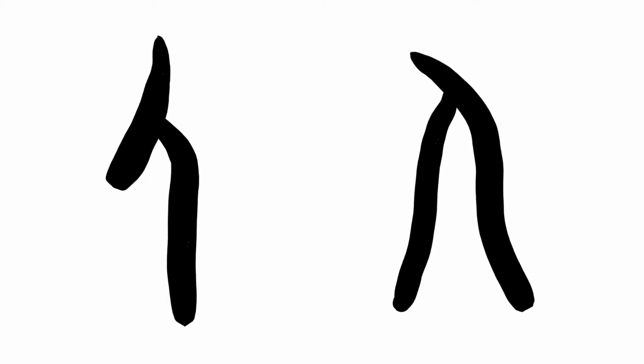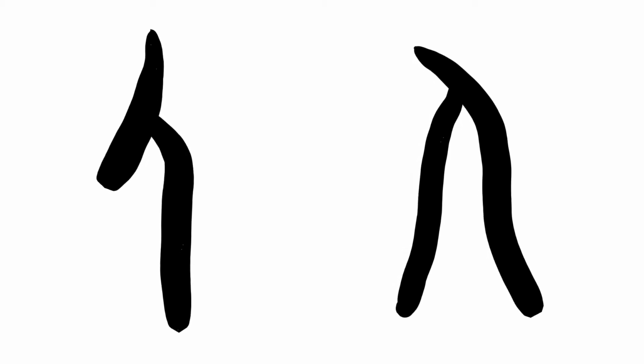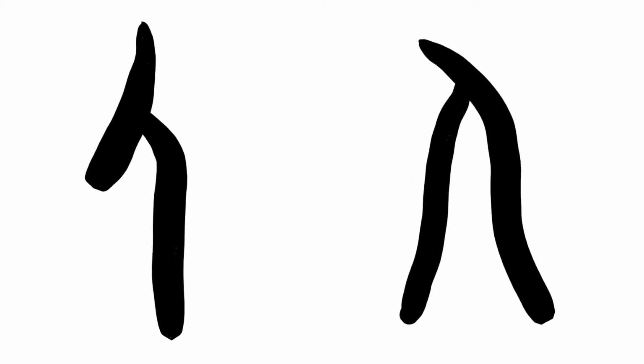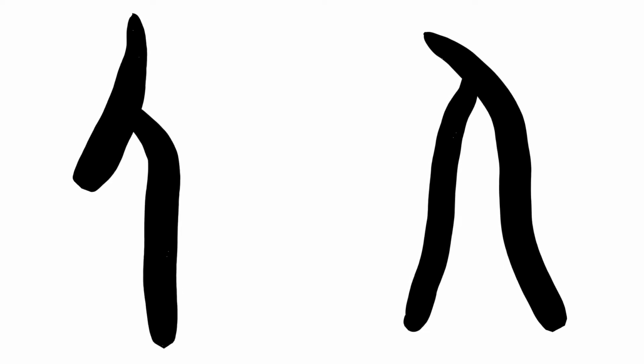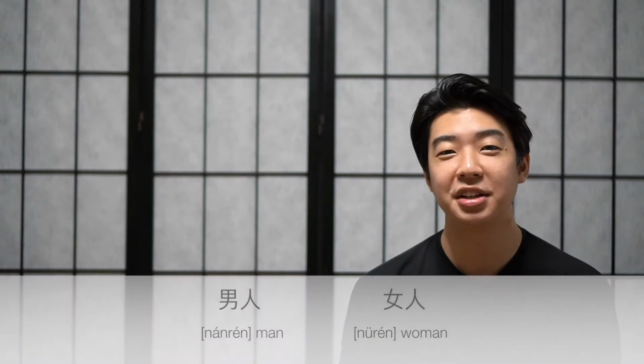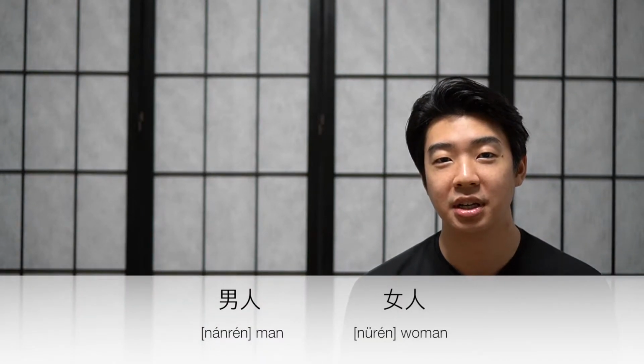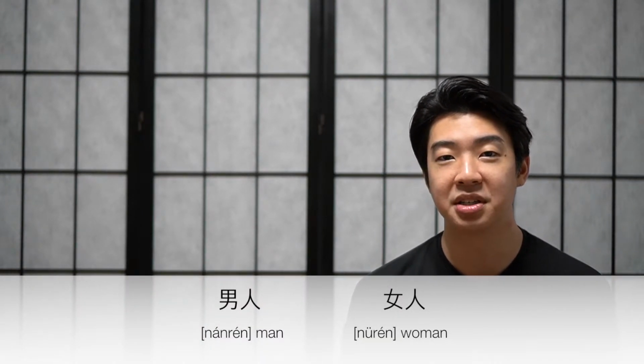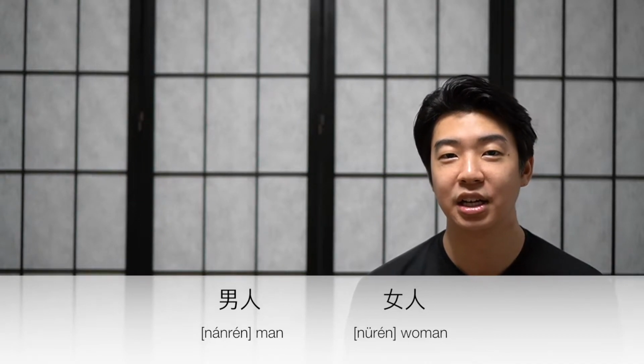This is the ancient version of the main character we are looking at today. It depicts the side profile of a person. This is how the character looks today. This character means person and is the answer to the Sphinx's riddle. It is used in these words, 男人, which means man, and 女人, which means woman.